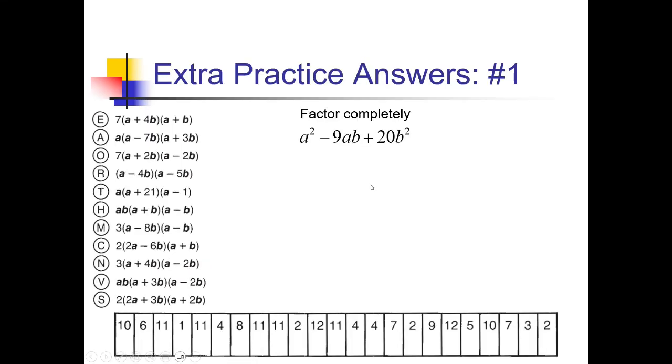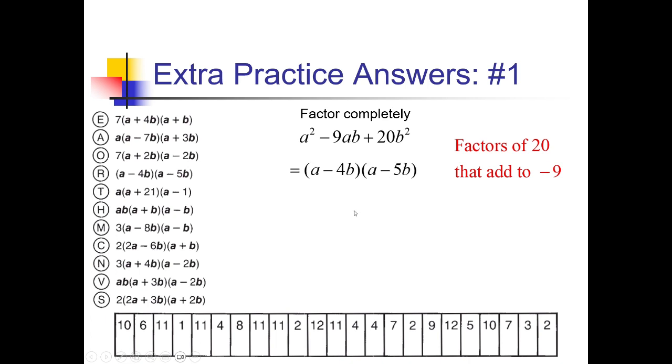For this one, even though we've got these b's going on, this is basically just a quadratic that we have to factor. So I'm looking for factors of 20 that add up to -9. So we've got 1 and 20 doesn't work, 2 and 10 doesn't work. How about 4 and 5? That would work if they were both negative. So I'm going to have a minus 4 and a minus 5. Only I need the b's in there as well. So let me make it a minus 4b and a minus 5b.